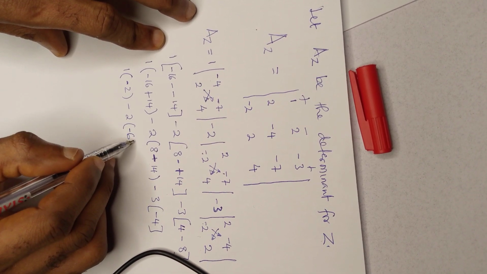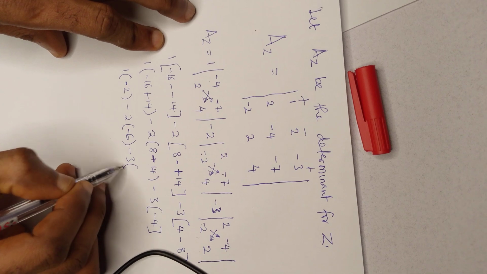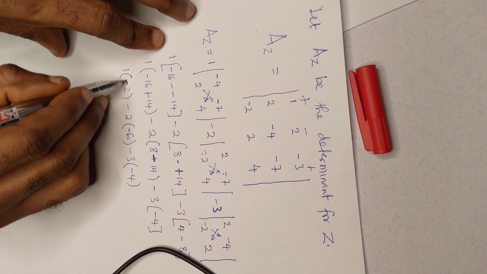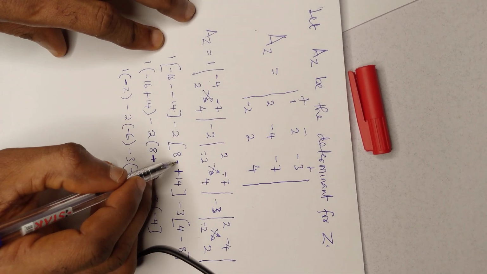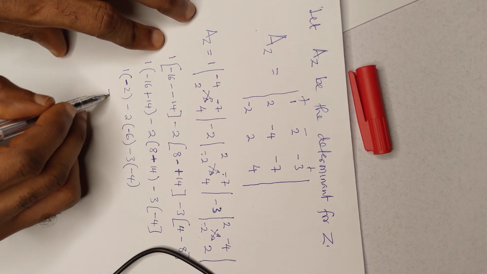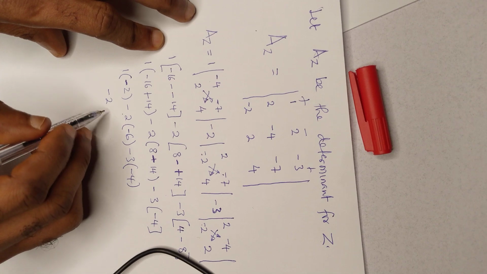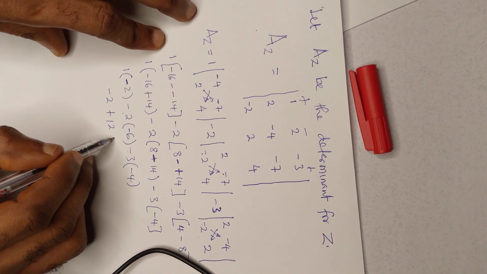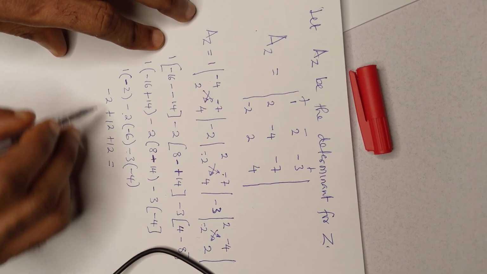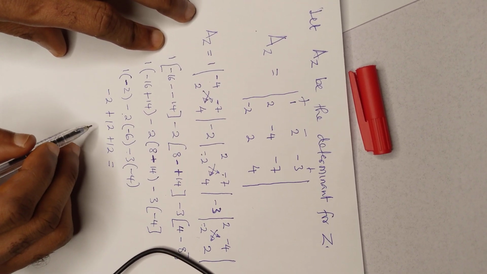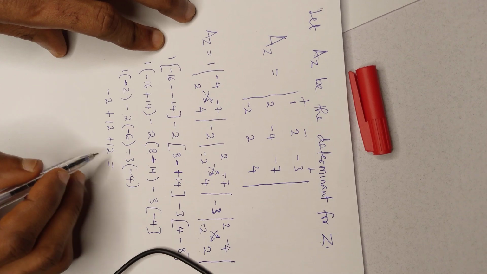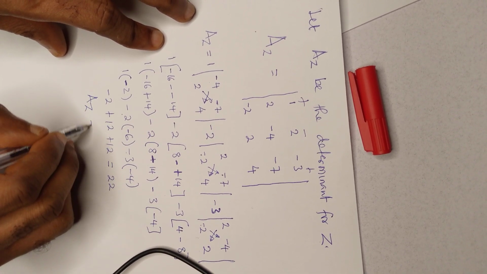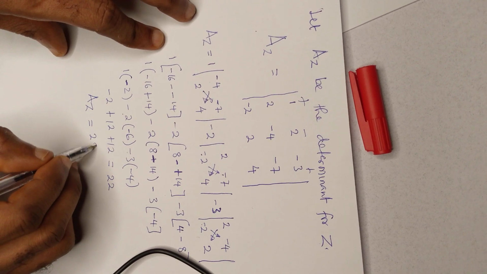Okay, 8 minus 14 is minus 6. Minus 3 into minus 4. So if we solve this, 1 times minus 2 is minus 2. Minus 2 times minus 6 is plus 12. And this minus 3 times minus 4 is plus 12 again. And so when you solve this out, minus 2 plus 12 is 10. 10 plus 12 will give us 22. So our A is equal to 22.